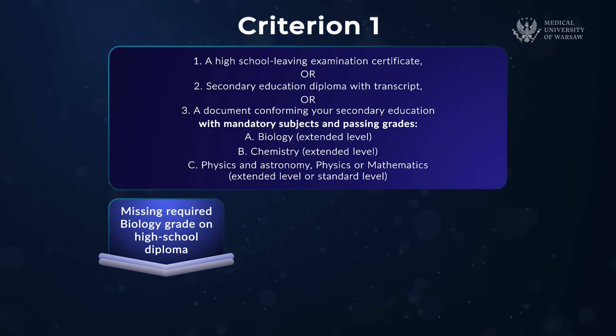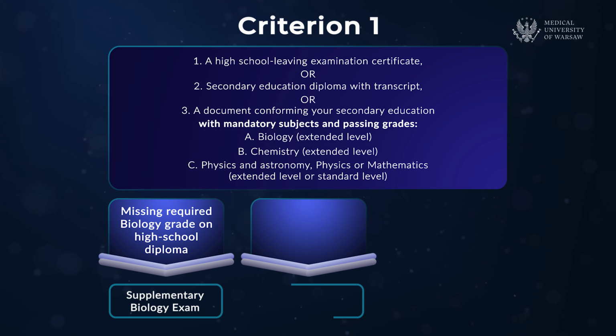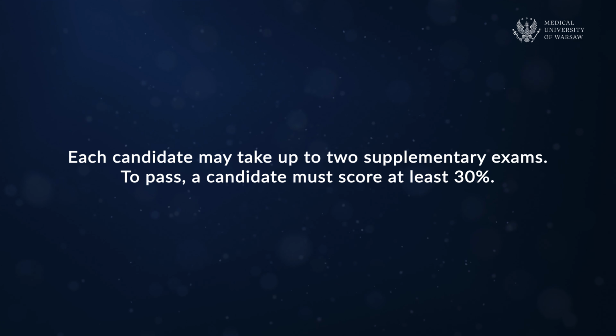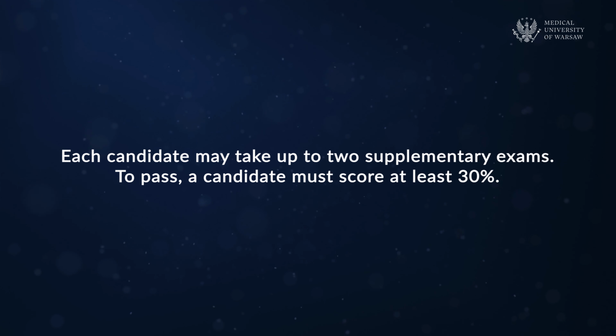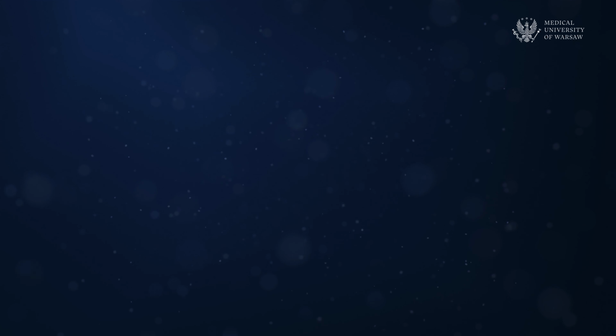If the required grade in biology is missing from the diploma, the candidate may take a supplementary biology exam. The same applies to chemistry and to physics or mathematics. Each candidate may take up to 2 supplementary exams. To pass, a candidate must score at least 30%.